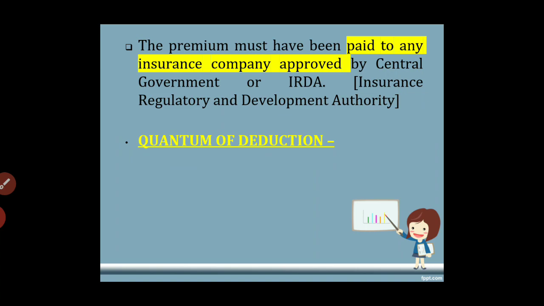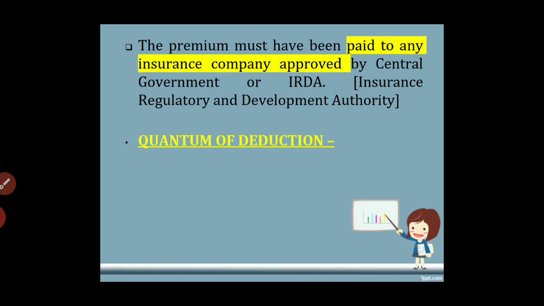Now, next point. The premium must have been paid to any insurance company approved. What do you mean by approved? That means the medical premium that you are paying to the medical insurance company must be paid to an approved insurance company. That means it is either approved by the central government, or here you can read, approved by the central government or IRDA. What do you mean by IRDA? That is Insurance Regulatory and Development Authority.